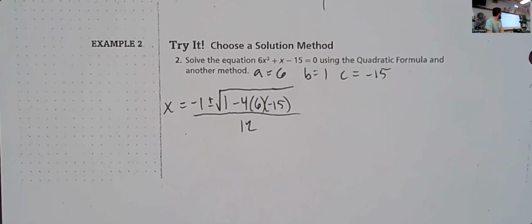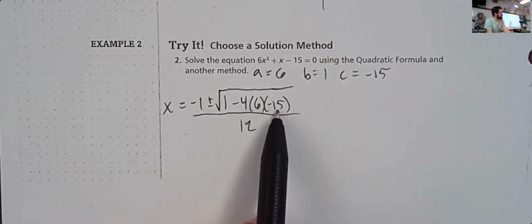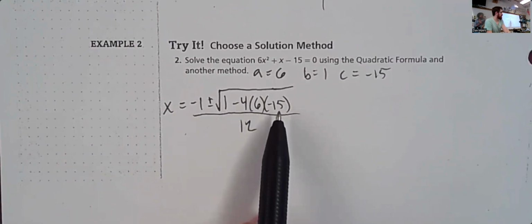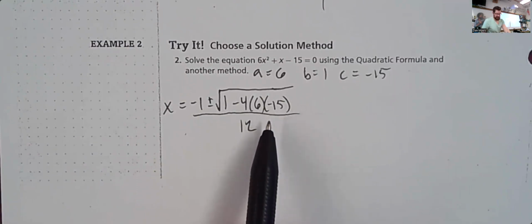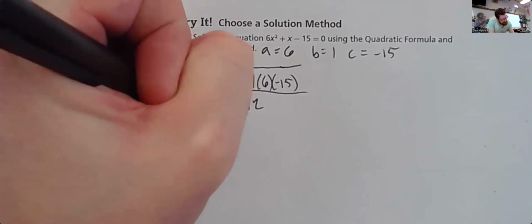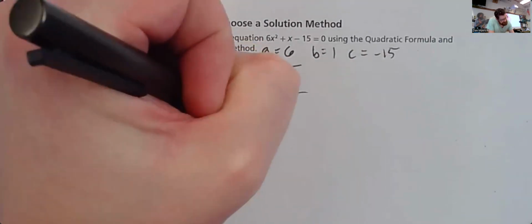All right, let's see. -4 times -15 is 60. 60 times 6 is 360. So that's 361, I think, underneath the square root. Just going to double check here. Or actually just 1 minus 4 times 6 times -15. Yeah, 361. Okay. So that's x equals -1 plus or minus the square root of 361 over 12.